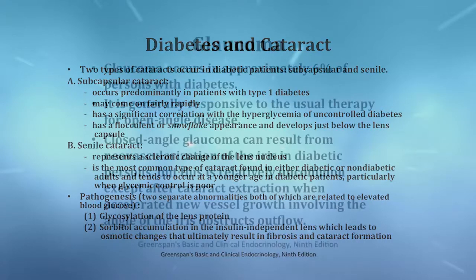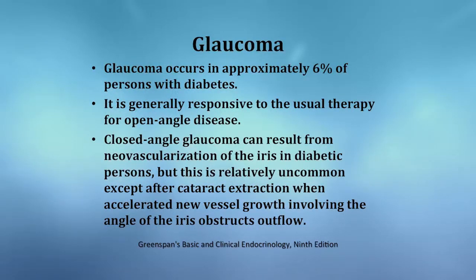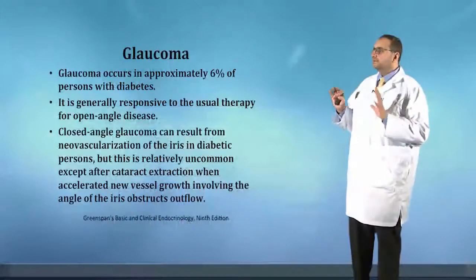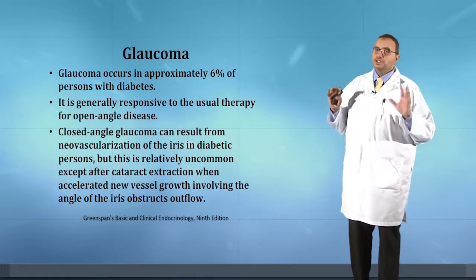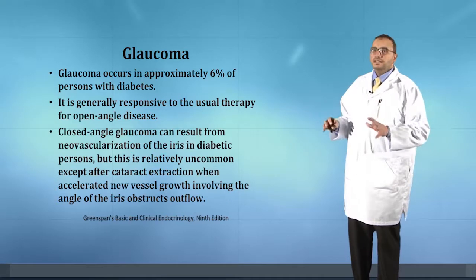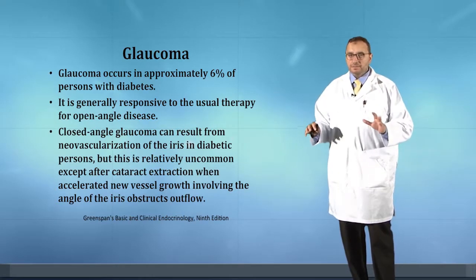Glaucoma occurs in around 6% of diabetic patients, and this generally represents the usual open-angle disease. Closed-angle glaucoma can result from neovascularization of the iris in diabetic persons, but is relatively uncommon, except after cataract extraction, which can accelerate new vessel growth and then lead to closed-angle glaucoma. So remember, glaucoma in diabetics is mainly open-angle glaucoma, which can be managed with regular follow-up by the ophthalmologist.